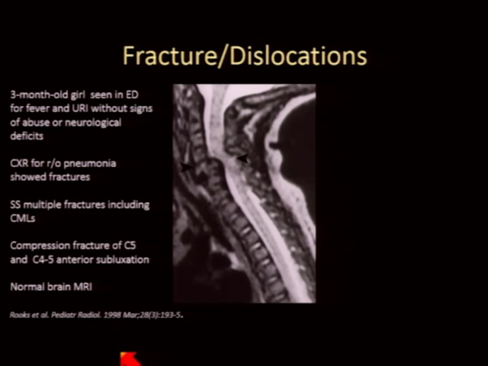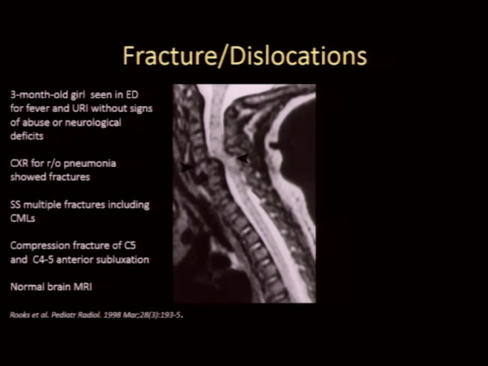At the more severe end of the spectrum, we have the fracture dislocations. This is an old case from the literature, but it's very informative. This was a 3-month-old who presented to the emergency room with upper respiratory tract symptoms. She got a chest x-ray to rule out pneumonia, which showed rib fractures. Because of that, she had a skeletal survey, which showed the cervical spine injury.